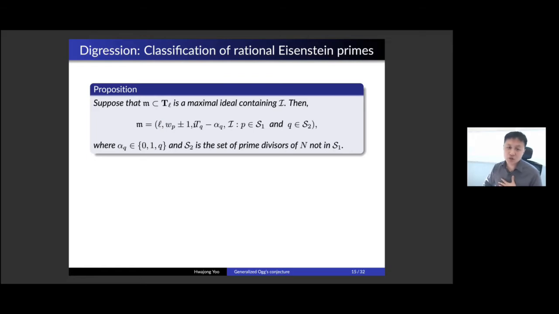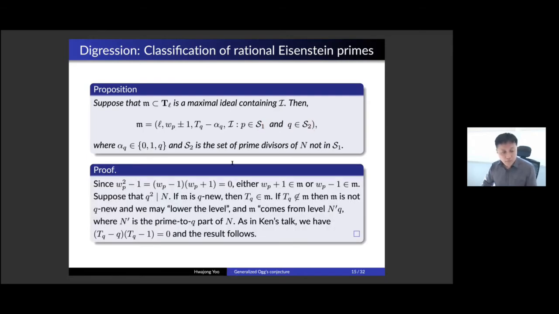And also this T_Q eigenvalue is either 0 or 1 or Q. Here S2 is the set of the prime divisors of N not in S1. So basically S1 means the valuation of N with respect to P is 1, and the valuation of N with respect to Q is at least 2. So 1 and 2 denote that meaning. And the proof of this proposition is not difficult.